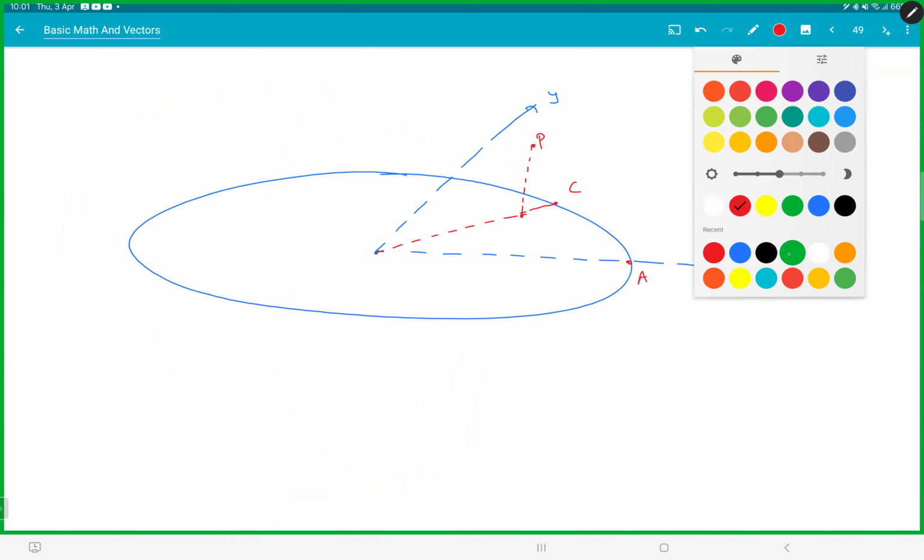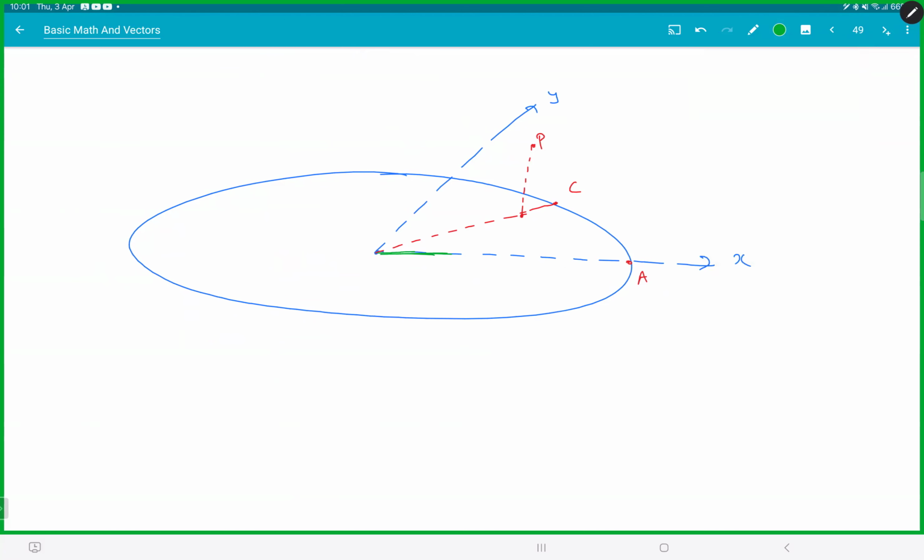So how do you know the coordinates? Look at the coordinates here. This is your X coordinate. This is your Y coordinate. This is your Z coordinate. Now you're able to visualize the 3D thing. X, Y, and Z. This is angle theta. Now if you drop a line here, this is angle phi.